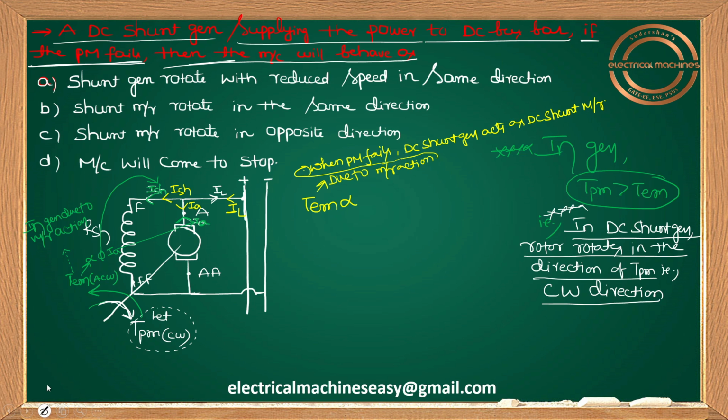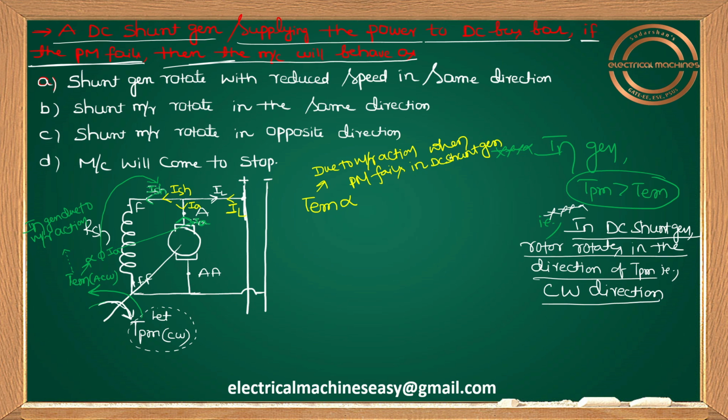Otherwise, let me write it in a different way. The sentence is correct, but I'll write it in an easier way. This electromagnetic torque, this Tm, is due to motor action when prime mover fails in a DC shunt generator. That is better. Okay, this is due to motor action when prime mover fails in DC shunt generator.